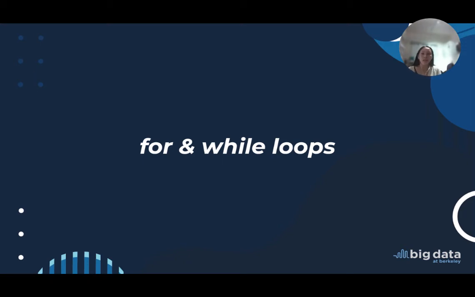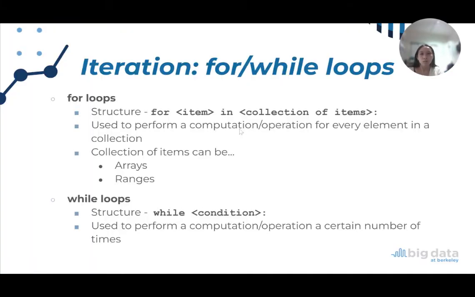Another key aspect of Python fundamentals is for and while loops. The general category for these is iteration. For loops use the structure: for item in collection of items, and then a colon. It's used to perform a computation or operation for every element in the collection. This collection is typically either arrays or ranges. We will go more into this later, but it's important to remember that key structure.